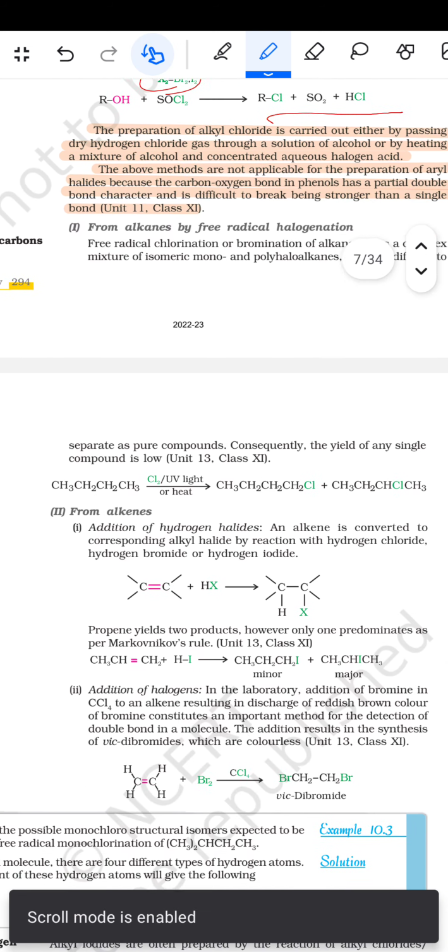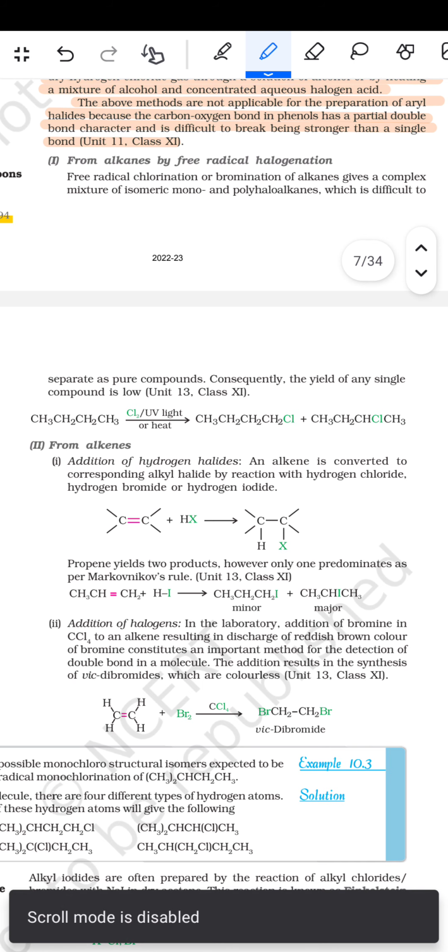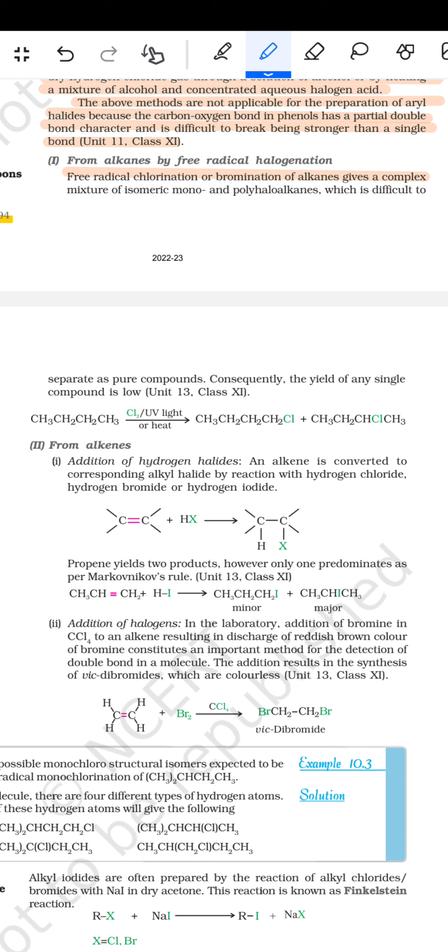Now from the hydrocarbons, from the alkanes, by free radical halogenation. Free radical chlorination or bromination of the alkanes gives a complex mixture of isomeric mono and polyhaloalkanes, which is difficult to separate as pure compounds. Consequently, the yield of any single compound is low.